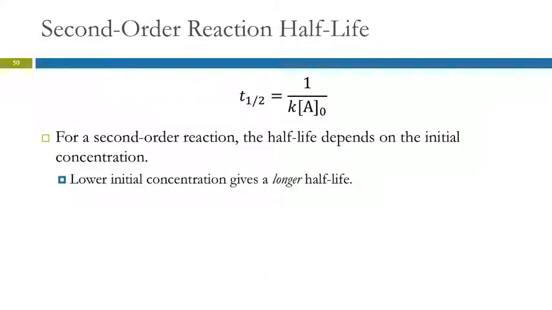So, second order half-life. Half-life is 1 over the rate constant times the initial concentration. The half-life depends on the initial concentration. If you have a lower initial concentration, you will have a longer half-life.